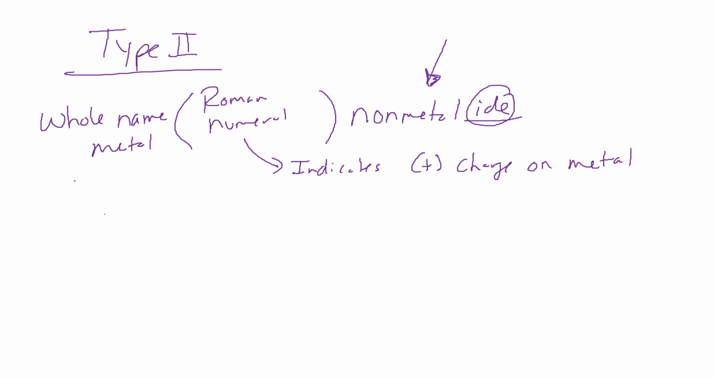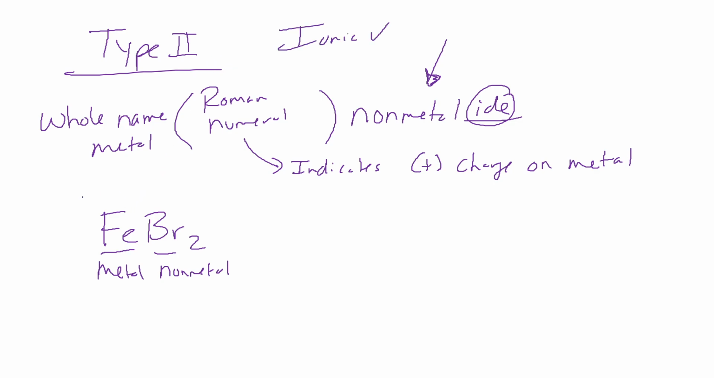So for example, if we had FeBr2, we would start with the identification like we did previously in type 1. That is a metal. That is a non-metal. So that automatically tells me I am dealing with an ionic compound. Once again, metal involved, most important.